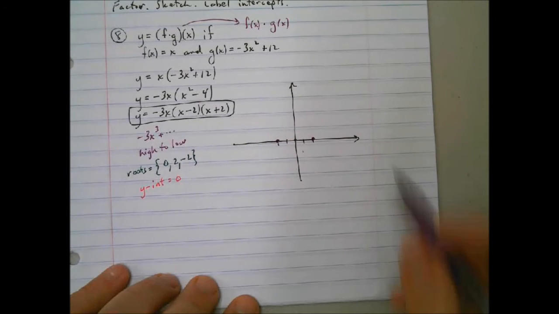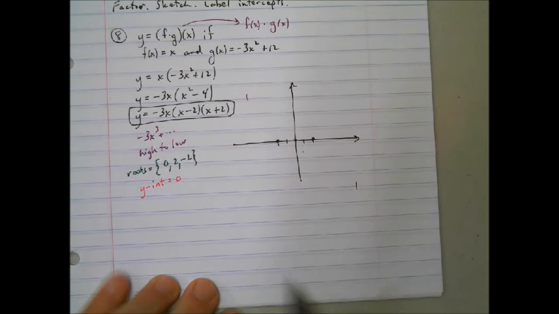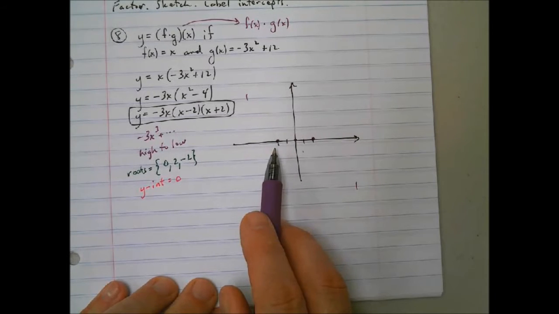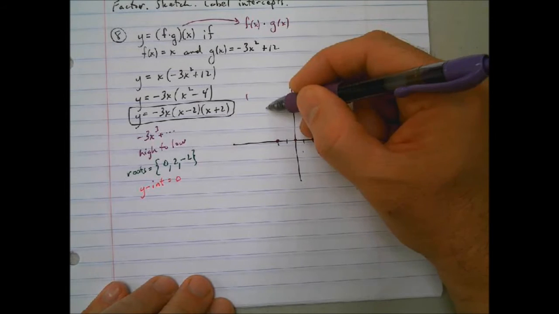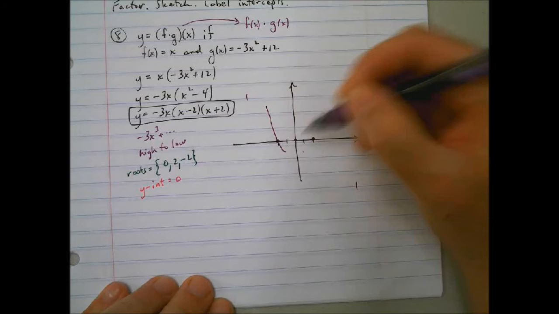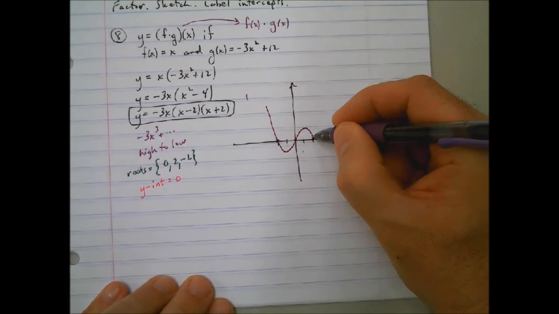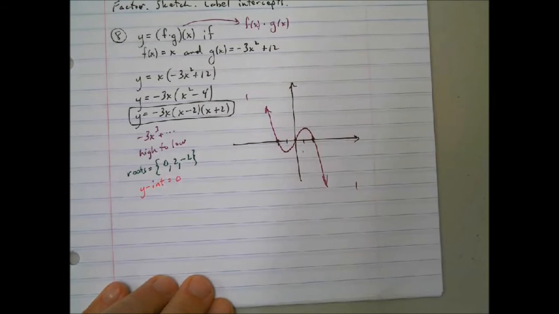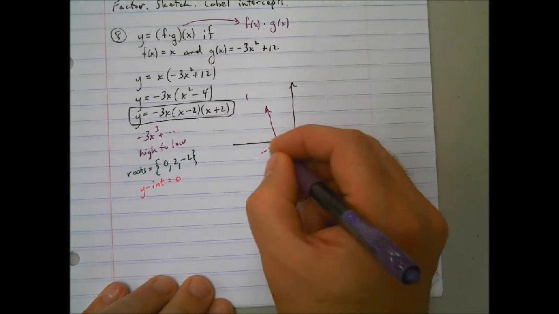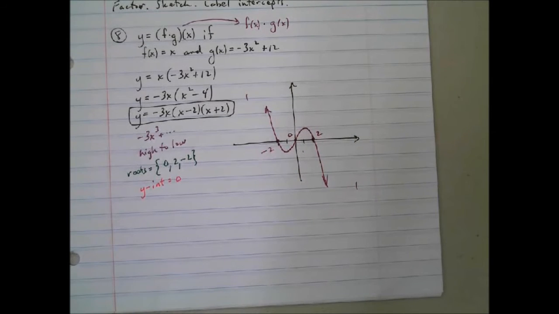Starting high, ending low. Multiplicity of 1 for each one, so they each go through. Label the intercepts. And there it is.